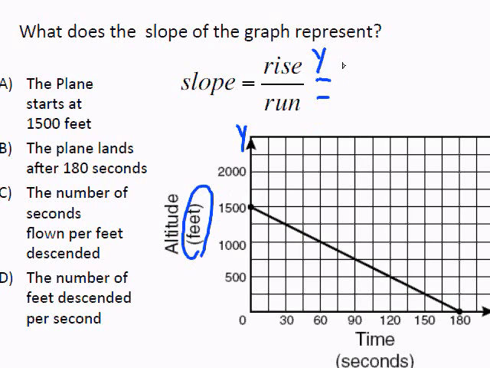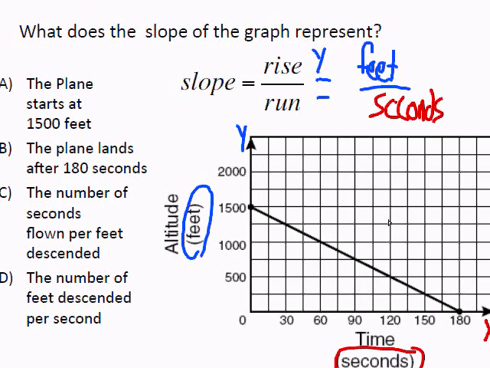Since the unit is feet, I'm going to say feet over. Now let's find the unit for the run. In this case, our run is the x values. Run is always x, and the unit for our run is time in seconds. So we're going to say feet over seconds. So we're looking for some answer that has to do with feet per second.